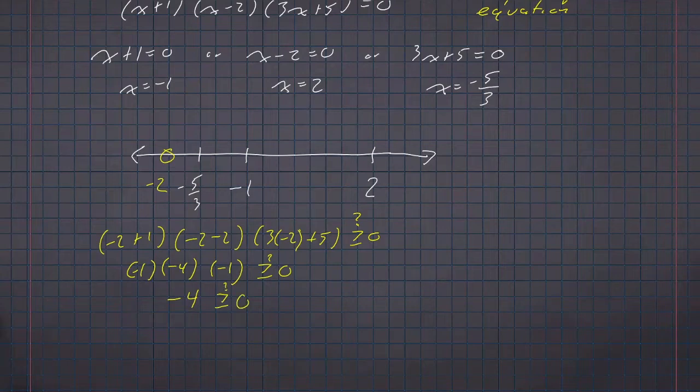Testing that, I like to put question marks above the equation or inequality. Is this actually greater than or equal to 0? And in this case, no. So we throw out that region. Nothing to the left of -5/3 will satisfy the inequality. Then we go to the next region.